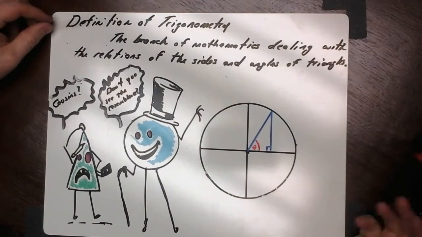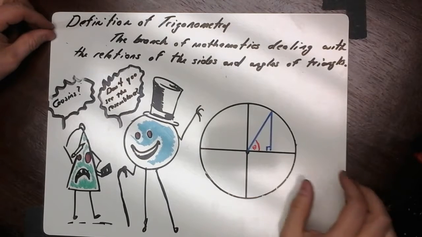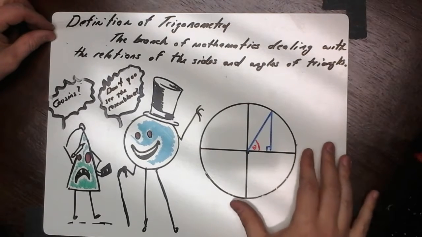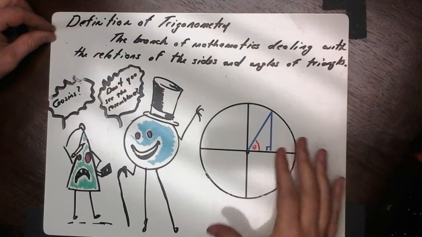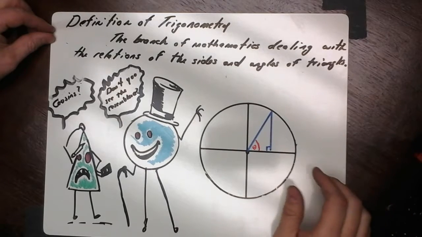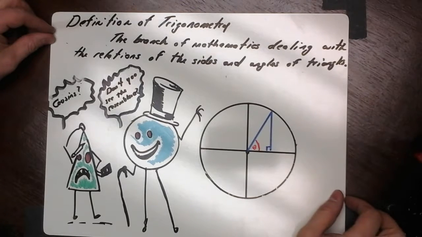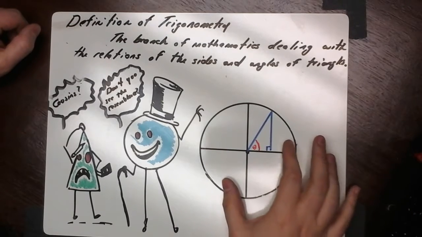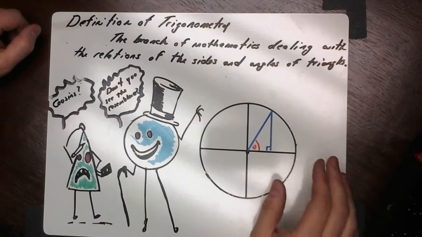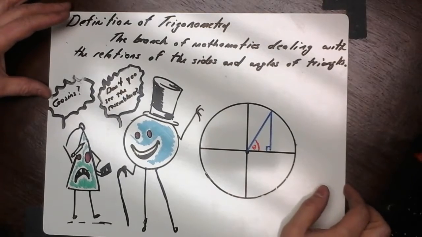Definition of trigonometry. Trigonometry is a branch of mathematics dealing with the relations of the sides and angles of triangles. In our case, specifically right triangles. Now, you'll notice here that this is a triangle inscribed in a circle. Well, truth be known, right triangles, or triangles in general, and circles are cousins of each other. And trigonometry, as it gets into much higher levels, involves how a triangle exists inside a circle. And then beyond even that.